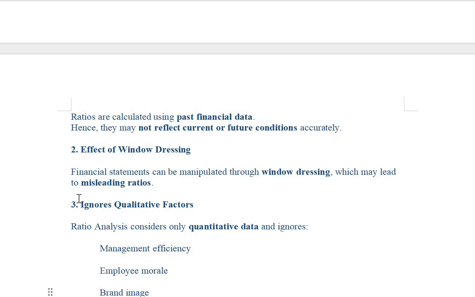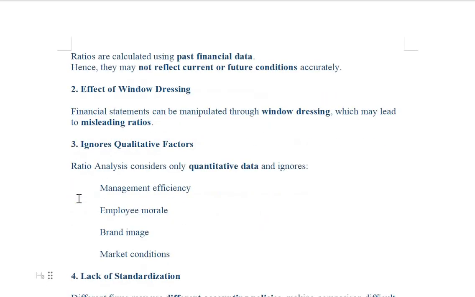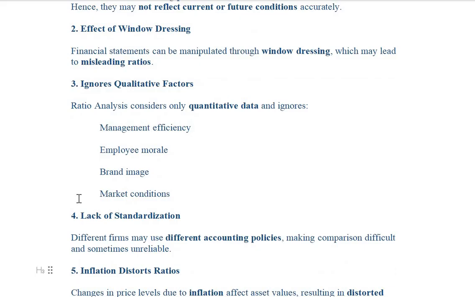The next disadvantage is the effect of window dressing. When a financial statement is prepared, we are not always showing actual or real information. In order to convince the investors as well as the various stakeholders, we manipulate some information. If you calculate any ratio based on that, it will not give a true picture.